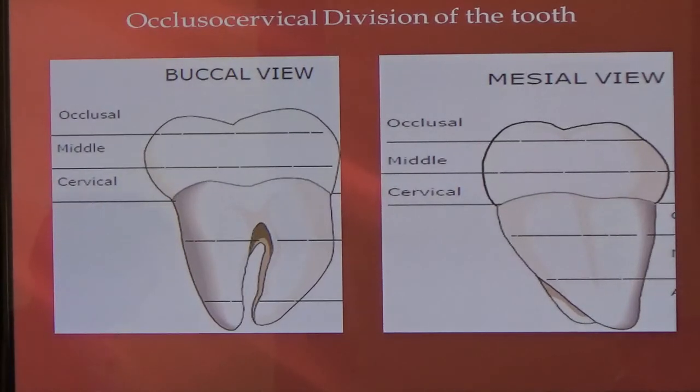I don't know why they come up with these big words, but that's what it is. Occlusal, middle, cervical, and then this is just looking at it from the side, from the buccal, and from the mesial side. What would this part be on the root? Apical.